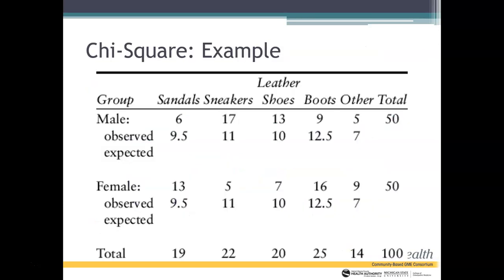So here's an example of observed versus expected. Here again, we see male and female, and the expected frequency of the shoes worn. You can see in both groups, they expected 9.5 sandals, 11 sneakers, 10 shoes, etc. Now we look at the observed values, and you can see in men there were fewer sandals. In females, there are more sandals. So these are just what they observed versus what they expected, which was already determined.